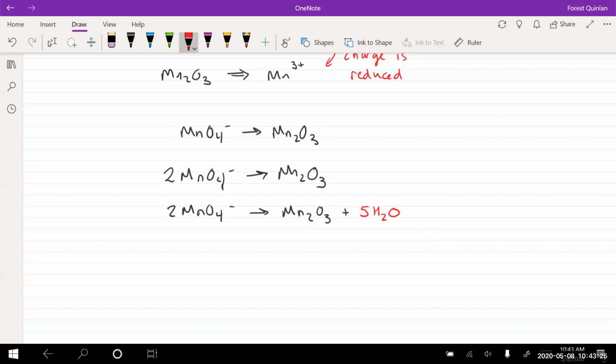Okay, so then what do we do? Now I think we're going to do the hydrogens. Yes, so how many hydrogens on the left? 0 and 10 on the right. So then I put 10 H pluses on the left. Okay.